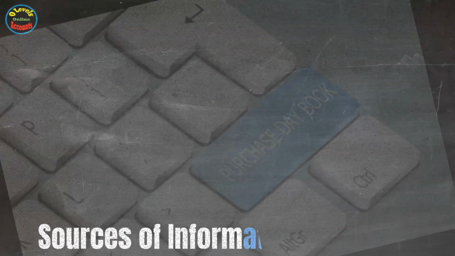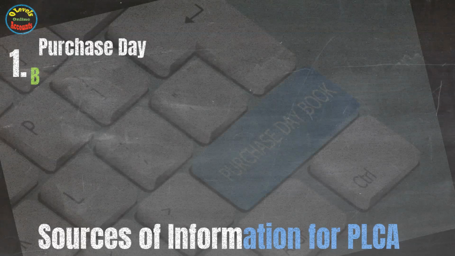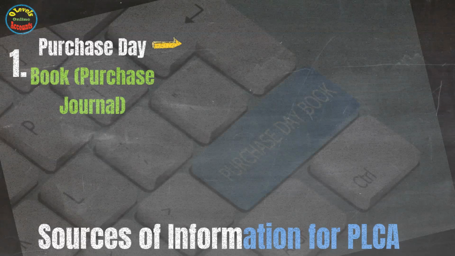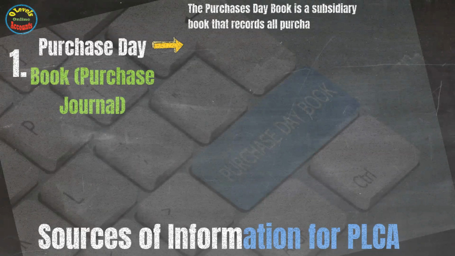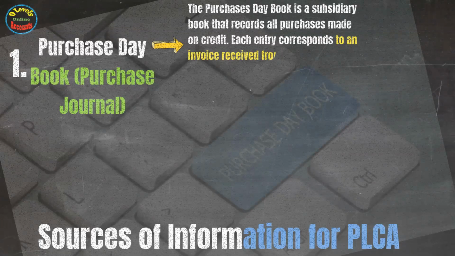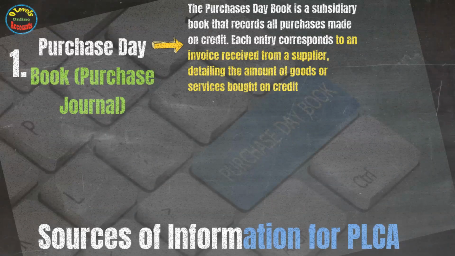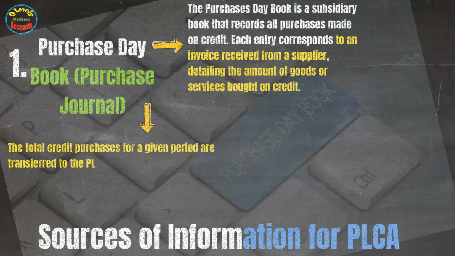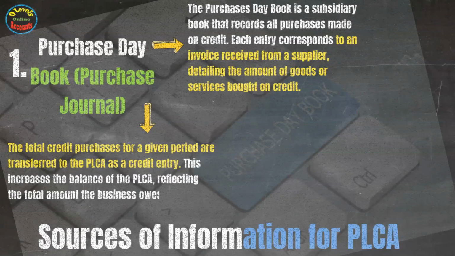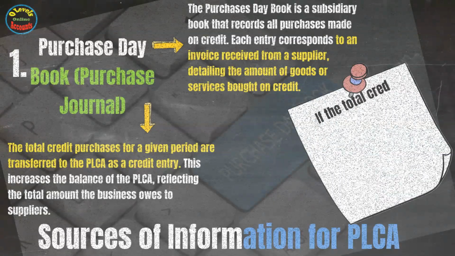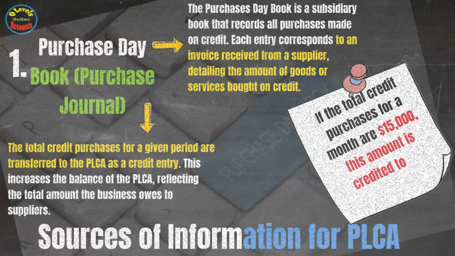The first piece of information which would be a source for the PLCA is the Purchase Day Book or Purchase Journal. The Purchases Day Book is a subsidiary book that records all purchases made on credit. Each entry corresponds to an invoice received from a supplier, detailing the amount of goods or services bought on credit. The total credit purchases for a given period are transferred to the PLCA as a credit entry. This increases the balance of the PLCA, reflecting the total amount the business owes to suppliers. If the total credit purchases for a month are $15,000, this amount is credited to the PLCA.